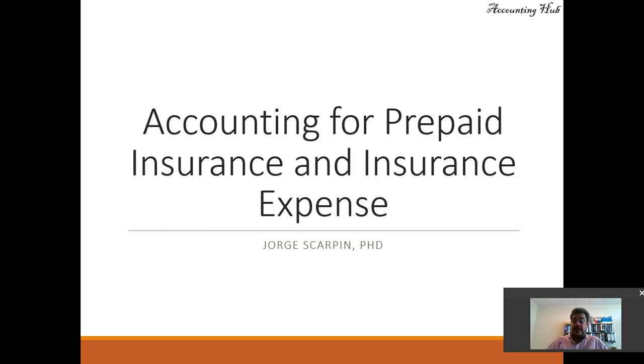I'm Professor George Scarpin, PhD in Accounting, and our topic today is accounting for prepaid insurance and insurance expense. So how does it work? When we purchase an insurance, car insurance, for instance, and we pay it in cash, but it is for 1 year, it is an asset. It is a prepaid insurance. And we will be moving this balance from prepaid insurance to insurance expense over the month.